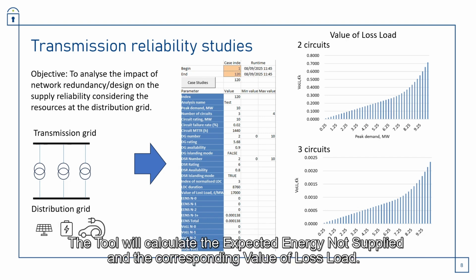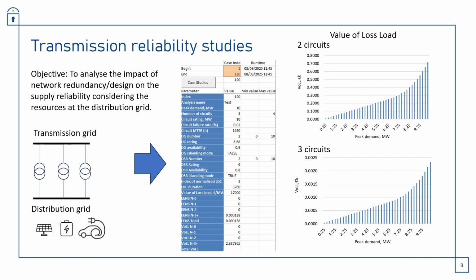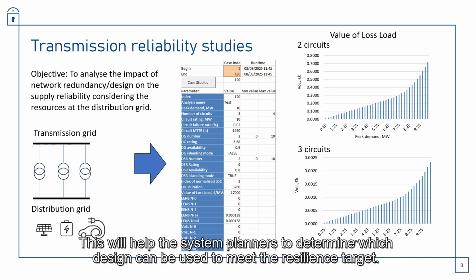The tool will calculate the expected energy not supplied and the corresponding value of lost load. Two graphs on the right show the value of lost load as a function of peak demand and the number of transmission circuits. This will help the system planners to determine which design can be used to meet the resilience target.